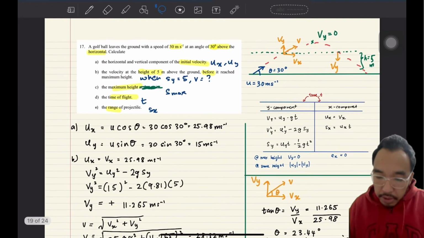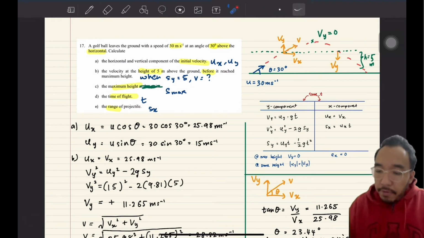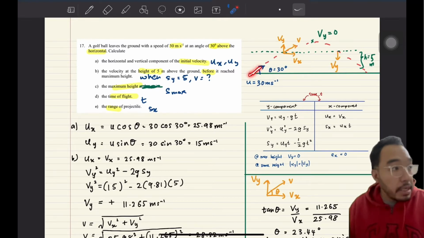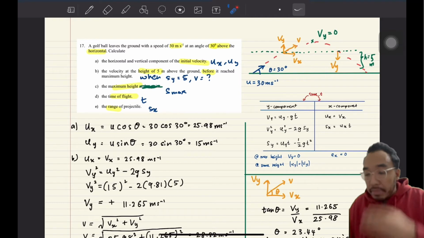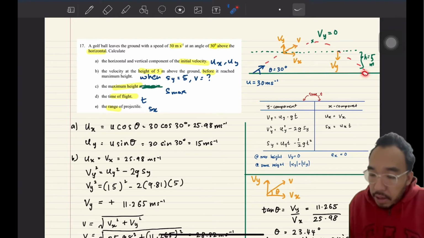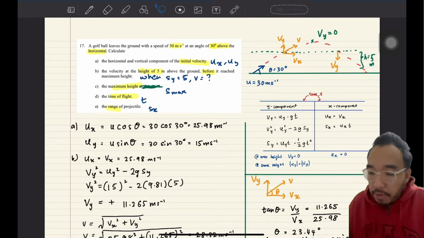Okay, the next question, question D, the time of flight. Basically the time of flight is the total time it is in the air. You can imagine that it starts from here and ends over here. So the total time is the time it took for the ball to travel from here to here. The key thing here is that Sy equals 0 and Vy equals negative Uy, right? So you get two important pieces of information there.